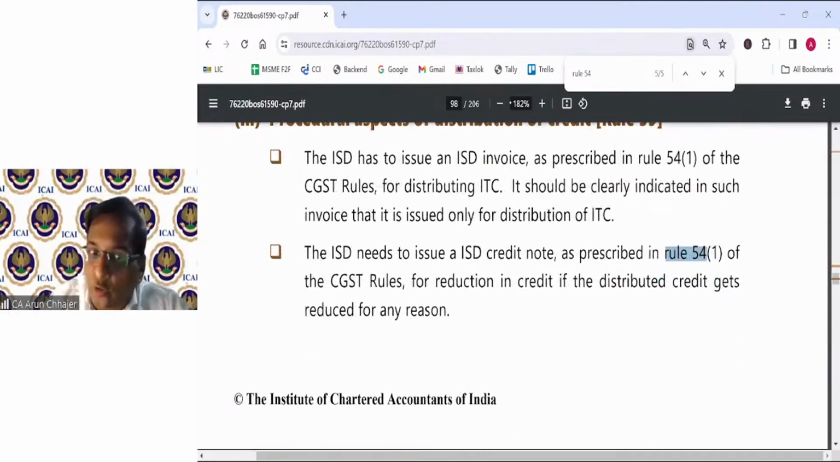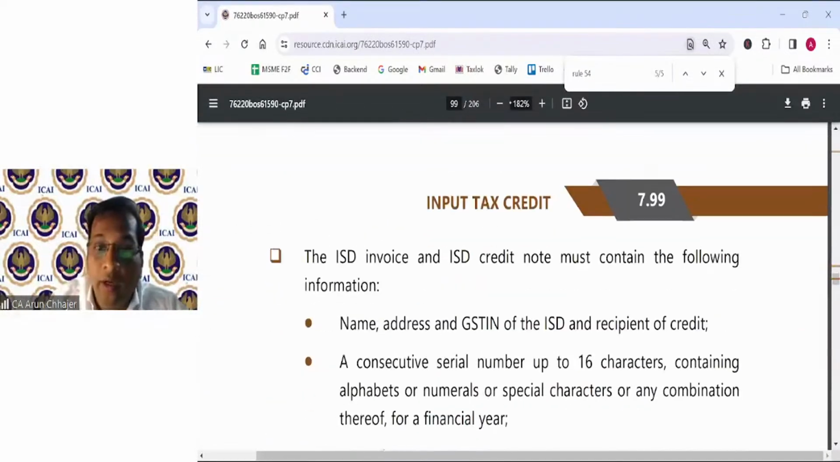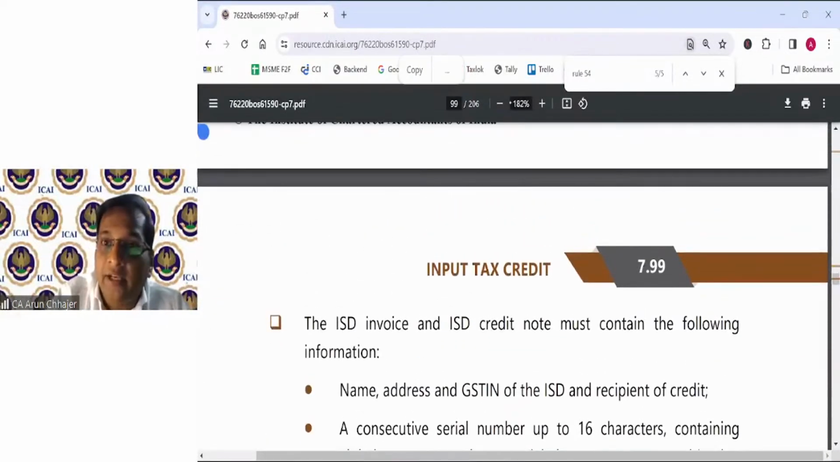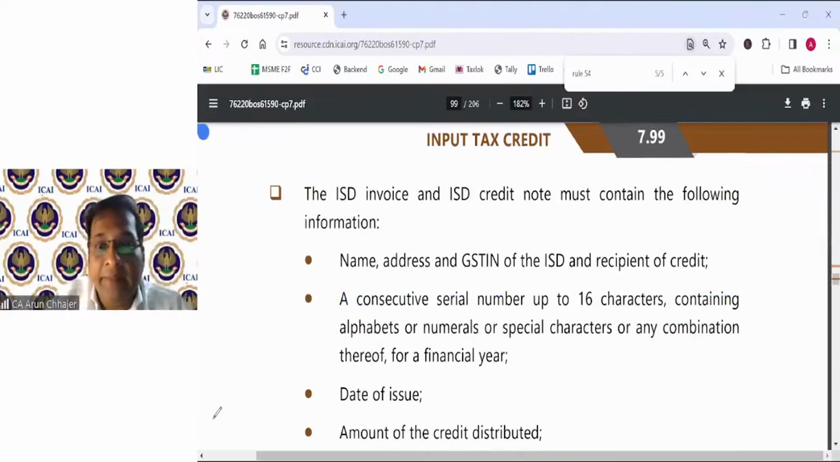So the ISD needs to issue an ISD debit note or credit note in accordance with Rule 54. What is the ISD invoice or ISD credit note must contain? The following information. What is the content requirement? It says that the name, address and GST number of the ISD and the recipient of the credit.